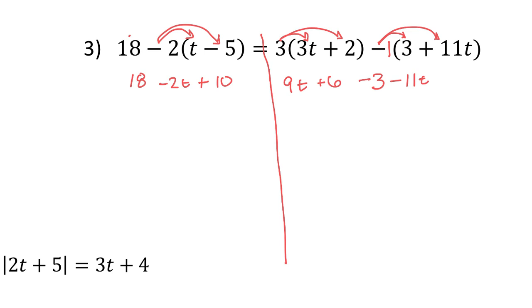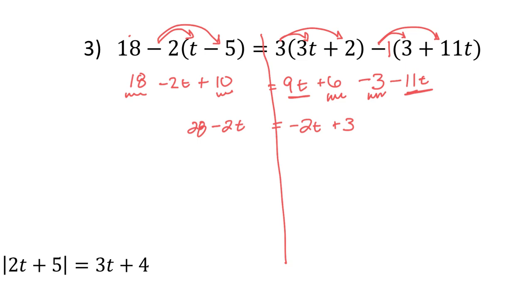On the left side, 18 and 10 are like terms, so they make 28 minus 2t. On the right side, 9t and 11t are like terms. Putting those together, we get negative 2t. 6 and negative 3 are like terms. Putting those together, we get plus 3.